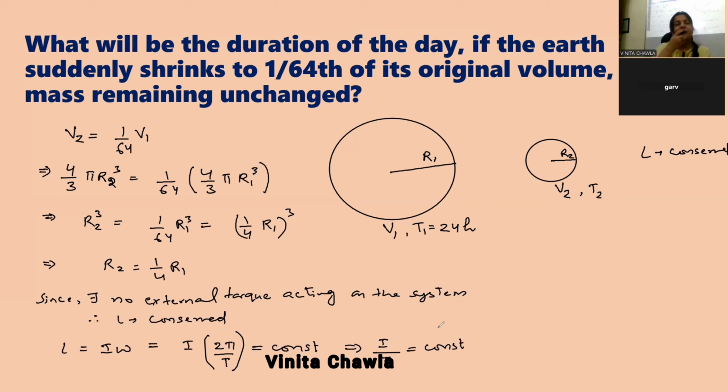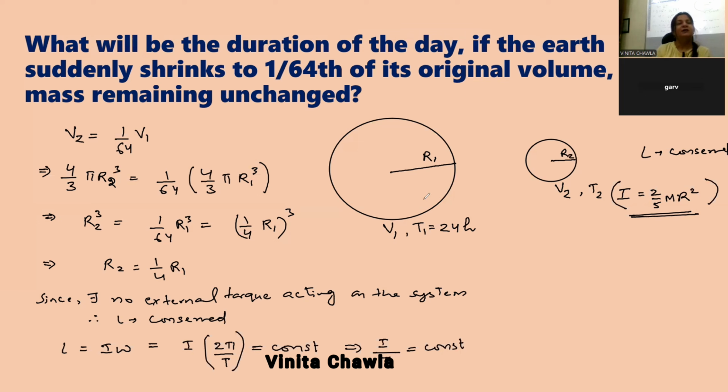Right? Okay, moment of inertia of a sphere, what is it, we don't know? For a solid sphere, it's 2 by 5 MR square. I is 2 by 5 MR square. Okay, this we should know.